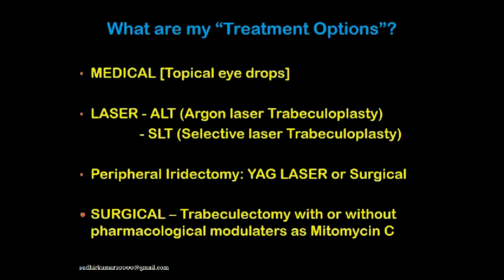And what are the treatment modalities which are available to us? The most common treatment method is topical medication. Other than this, we have lasers as ALT and SLT. YAG laser is also used for peripheral iridotomy, and surgery is mostly used last in cases of glaucoma. But in congenital glaucoma, surgery is the most preferred choice.